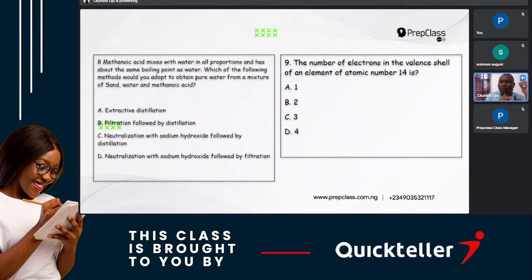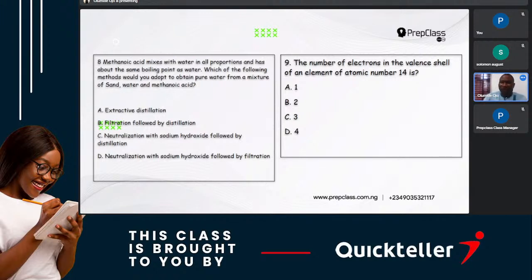Which of the following methods will you adopt to obtain pure water from a mixture of sand, water, and methanoic acid? A. Extractive distillation. B. Filtration followed by distillation. C. Neutralization with sodium hydroxide followed by distillation. D. Neutralization with sodium hydroxide followed by filtration. Now, let me explain everything to you one by one.